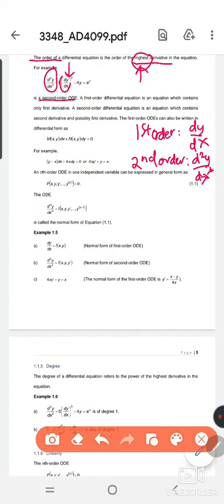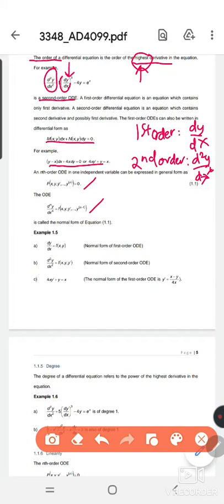Okay, the first order ODEs can also be written in the differential form as, okay, boleh tulis juga dalam bentuk ni, M(x,y) dx plus N(x,y) dy equals to 0. Okay, for example, this one. Yang ni pun still lagi kita panggil dia sebagai first order ordinary differential equation. Okay, an n-order ordinary differential equation in one independent variable can be expressed in general form as, okay, so this one is general form of ordinary differential equation.